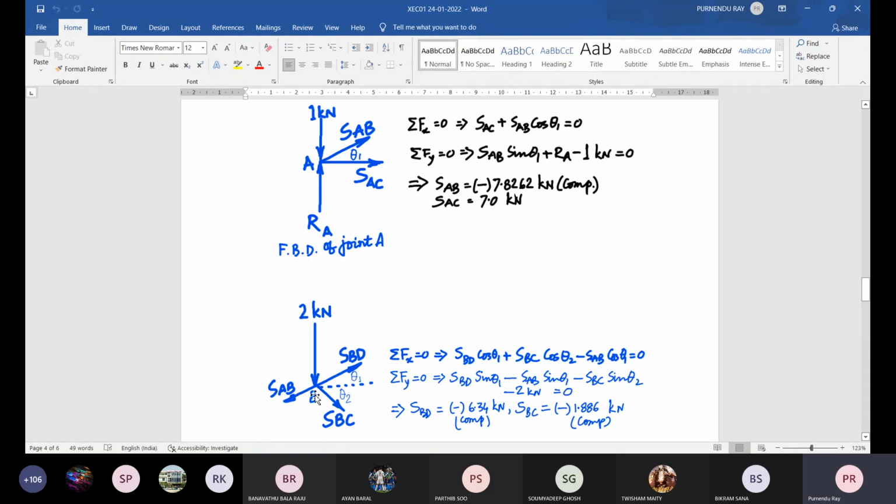And for sigma Fy equals 0: minus 2 kilonewton plus SBD sine theta 1 minus SAB sine theta 1, downward component, SBC also downward component, so minus SBC sine theta 2. Now solve it. We get this value of SBD, and this value you must note and check whether I have made any mistake or not. So the force in member BD is minus 6.34 kilonewton. So naturally it is compressive force.